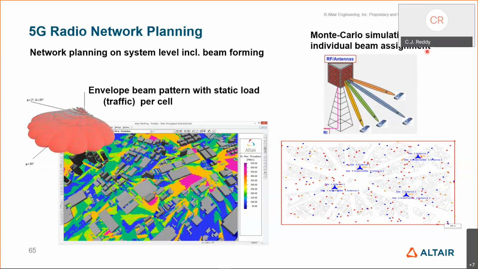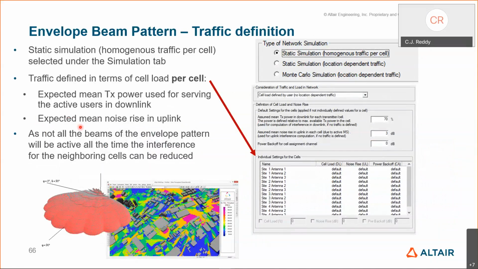Then we have multiple individual beam assignments. So this is where one can do a Monte Carlo analysis to find out the probability of how much connectivity can be assigned to different users. I won't go too much into these things because this goes into the communication theory side of it, which I'm not an expert on. So one can choose in the software, for example, static simulation, that is the traffic is homogeneous, and also, of course, location-dependent traffic, and you can assign various sites with this type of thing.